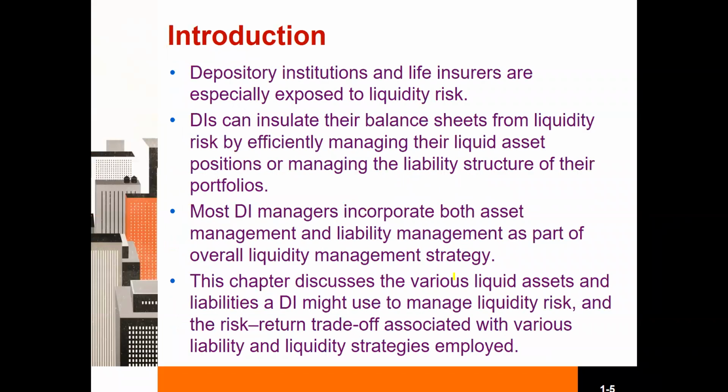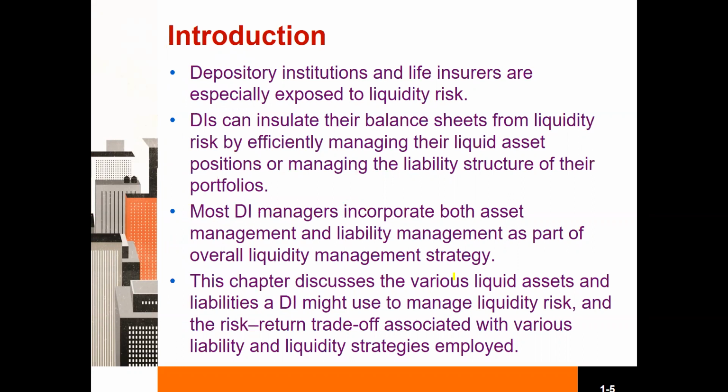First of all, in the last week from chapter 14, we learned that depository institutions and life insurers are especially exposed to liquidity risk. The essential feature of this risk is that financial institution assets are relatively illiquid in the face of sudden withdrawals of liability claims. The classic case of liquidity risk is a bank run, where depositors demand cash as they withdraw their claims from a bank, and the bank is unable to meet these demands because of the relatively illiquid nature of its assets. For example, it could have a large portfolio of non-marketable commercial business loans.